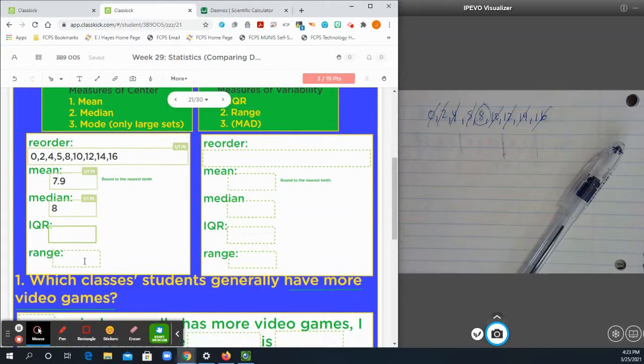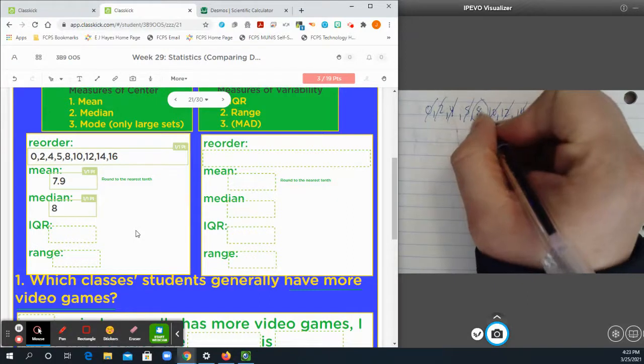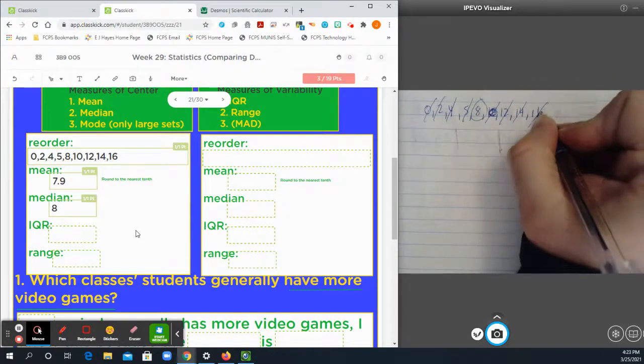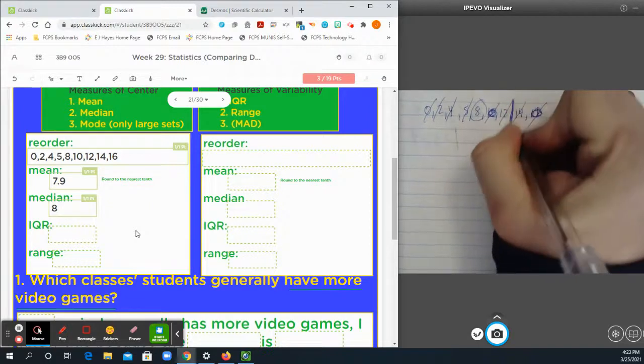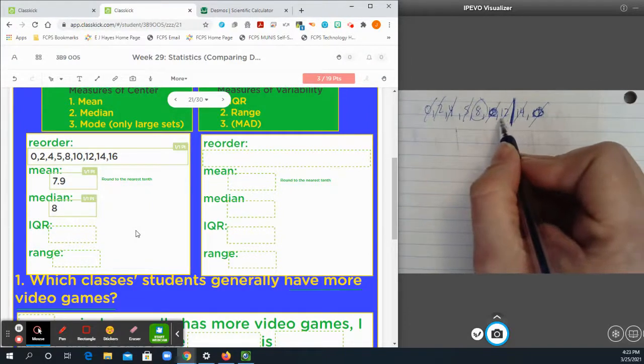All right, then IQR, I need to find Q3 minus Q1. This is the one that most people are having trouble with. So I need to find Q3. So I'm going to look at the top half. Now, 8's in the middle. It's not on either side. So I'm going to mark 10 out, mark 16 out, and I'm going to look between 12 and 14. Now, if you can't come up with a number between 12 and 14, you can just add them and divide by 2.